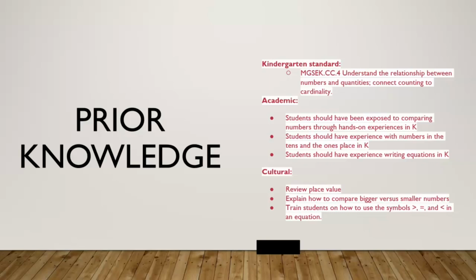As far as the cultural knowledge, they should have reviewed place value, and they should be able to explain how bigger versus smaller numbers can be compared. They should be able to give examples of a bigger number versus a smaller number. And I know I'll have to train students on how to use the symbols greater than, equal to, and less than in an equation, because most of them only know how to use the equal sign and not the greater than or less than signs.